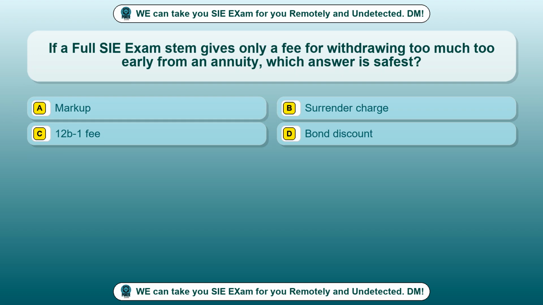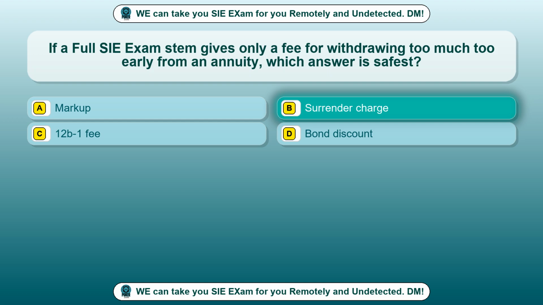Question 3. If a full SIE exam stem gives only a fee for withdrawing too much too early from an annuity, which answer is safest? Option A, markup. Option B, surrender charge. Option C, 12b-1 fee. Option D, bond discount. The correct answer is option B, surrender charge.